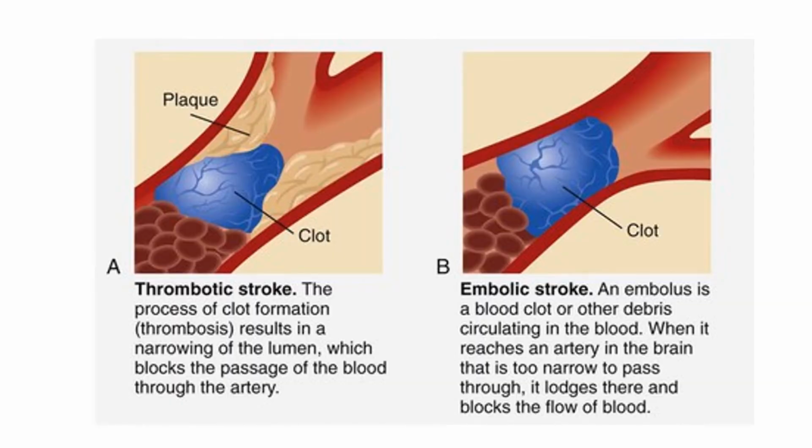So if you just take a look at the two differences here, there's a thrombotic stroke and then there's an embolic stroke, and it's showing you the difference of the clot. In a thrombotic stroke, you can see the plaque, which is more like an atherosclerosis-looking type of clot. The process of clot formation results in a narrowing of the lumen, which blocks the passageway of blood through the artery. And then the embolic stroke, remember, was free-flowing, and it has lodged itself, so there's no blood flow to the brain where it has lodged.